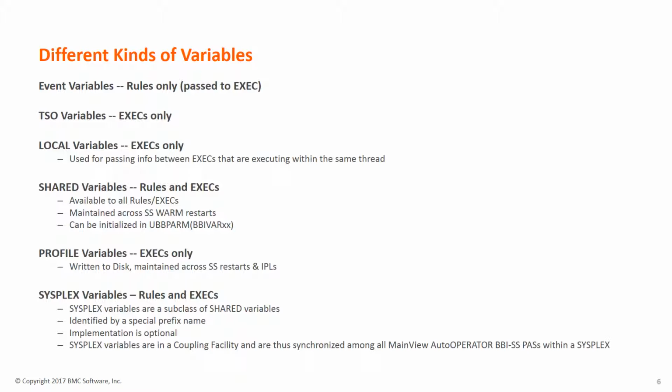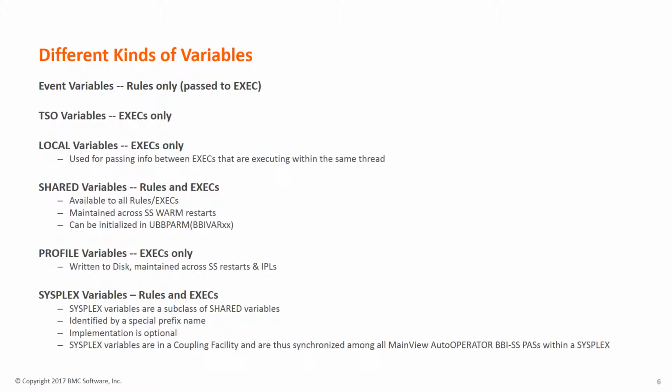We also have local variables, which can be used by execs within the same thread that pass information. The most common type of variable that you will see are shared variables, and these can be accessed by both rules and execs. These variables are maintained across the BBISS warm starts, and you can set them at initialization time in the UBBParm BBIVAR member.